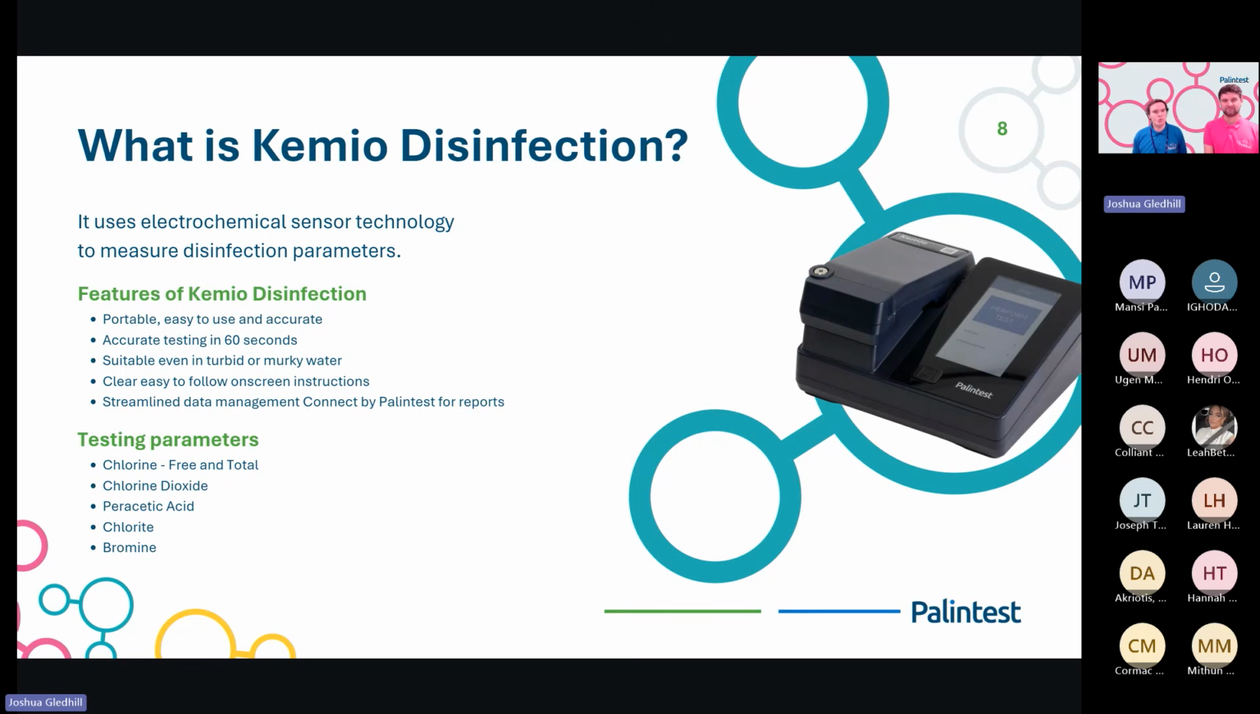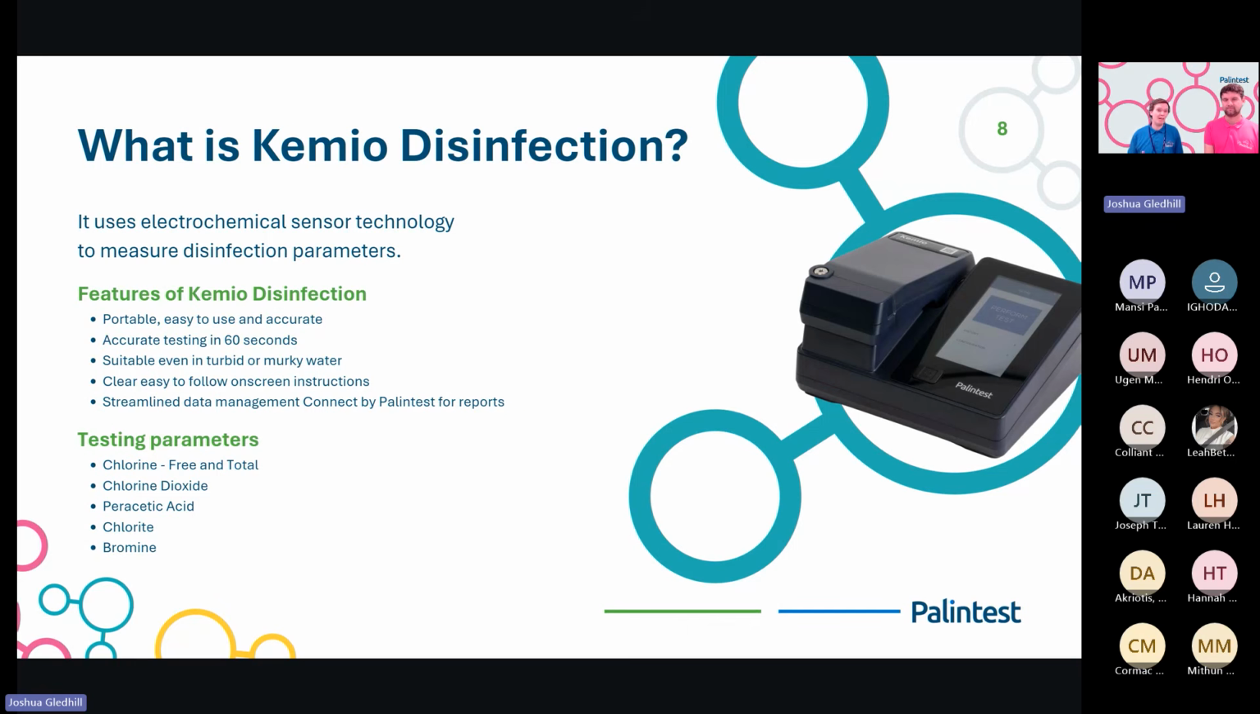Features of the Kemio. One of the main things is that it's portable, easy to use and accurate. Portability is a key thing, so it's quite a small instrument. We're thinking about production lines in the food and beverage applications. It's important to be able to access critical control points with the instrument. So it's really useful to have an instrument that can move up and down a production line and can take your test from several key points, wherever that may be on the production line. The tests can be done in 60 seconds, so a lot of the parameters that we test for on the disinfection side of things can be done in as little as 60 seconds. That's obviously really key in terms of being able to get a quick, fast, accurate result straight away.